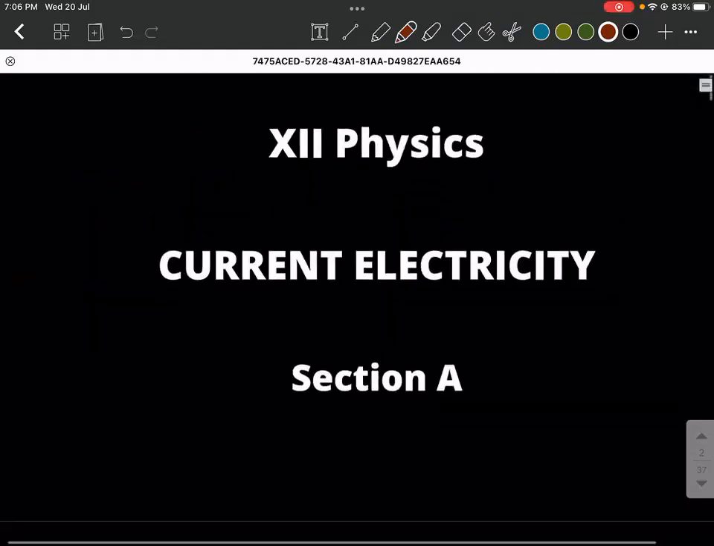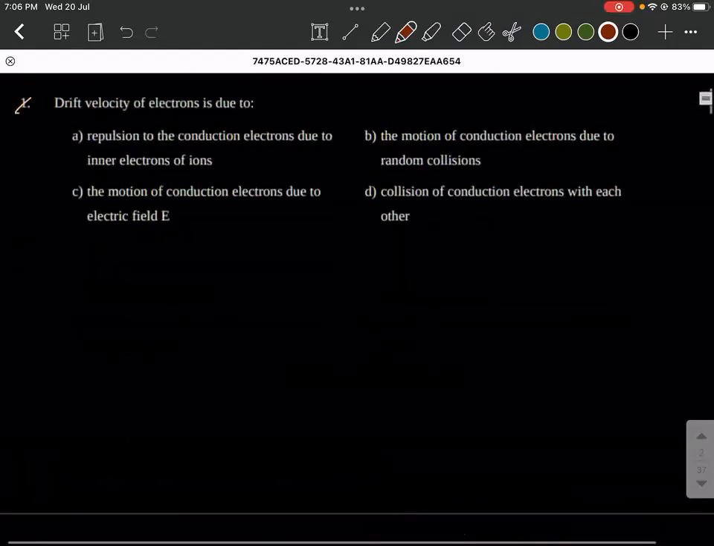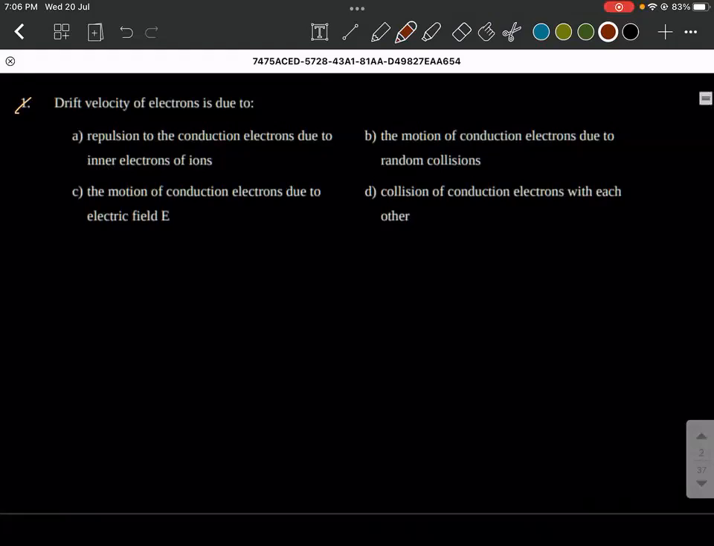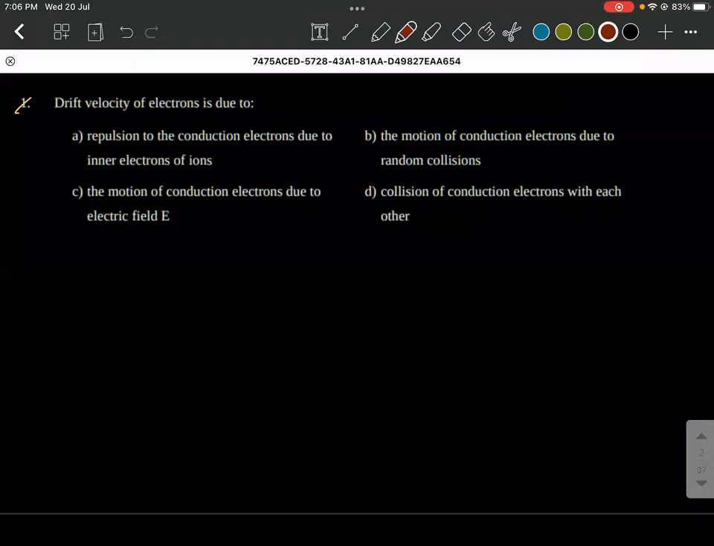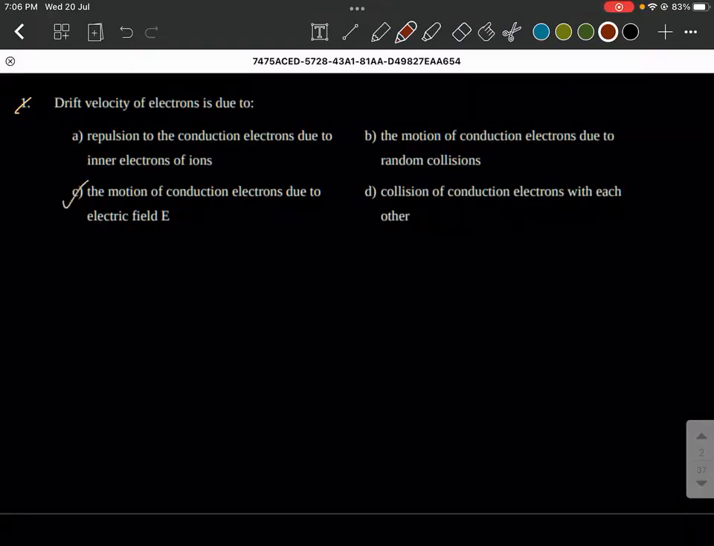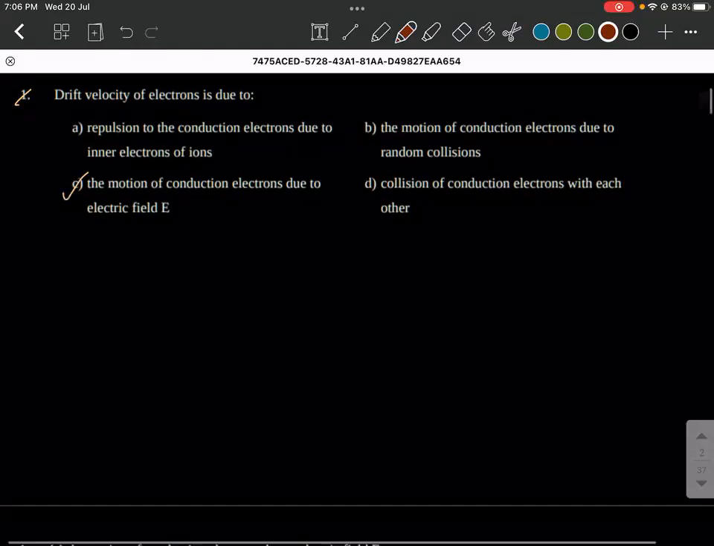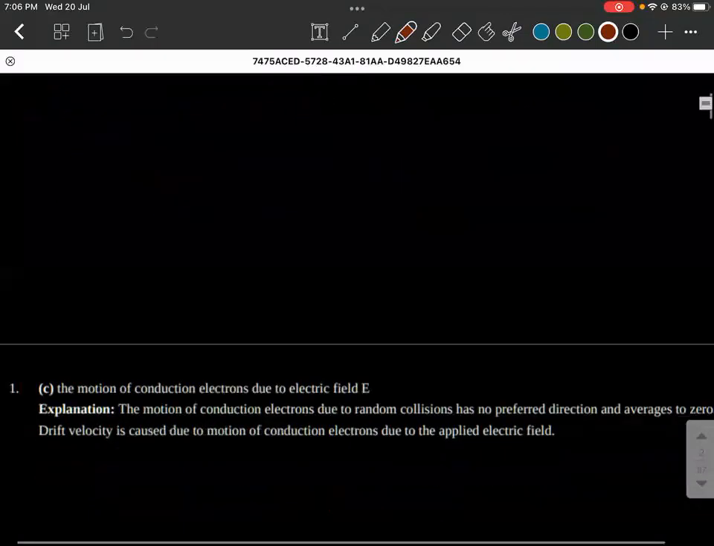This is the current electricity paper. Drift velocity of electrons is due to whom? It is because of the motion of conduction electrons due to the electric field E.